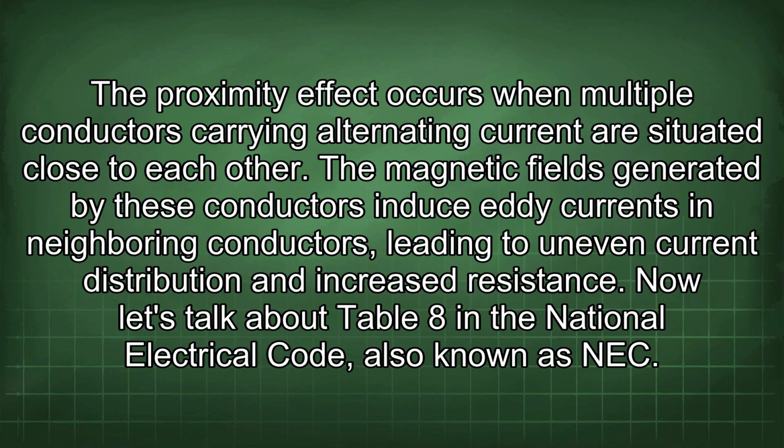The proximity effect occurs when multiple conductors carrying alternating current are situated close to each other. The magnetic fields generated by these conductors induce eddy currents in neighboring conductors, leading to uneven current distribution and increased resistance. Now let's talk about Table 8 in the National Electrical Code, also known as NEC.